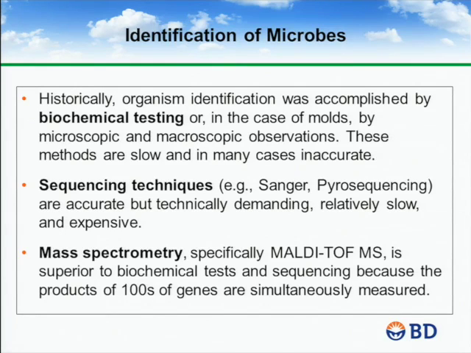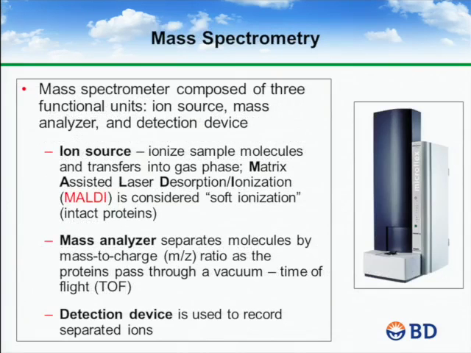The first thing we did is we introduced a sequencing program, starting with Sanger sequencing, evolving to Pyro sequencing. And we found that it was very accurate for identification of organisms, but it was time-consuming and expensive. We then moved to mass spectrometry, and specifically using MALDI-TOF mass spec. And what we found was that it was superior to both biochemical testing and sequencing, because in essence what you're doing is sequencing hundreds of genes and looking at those products.